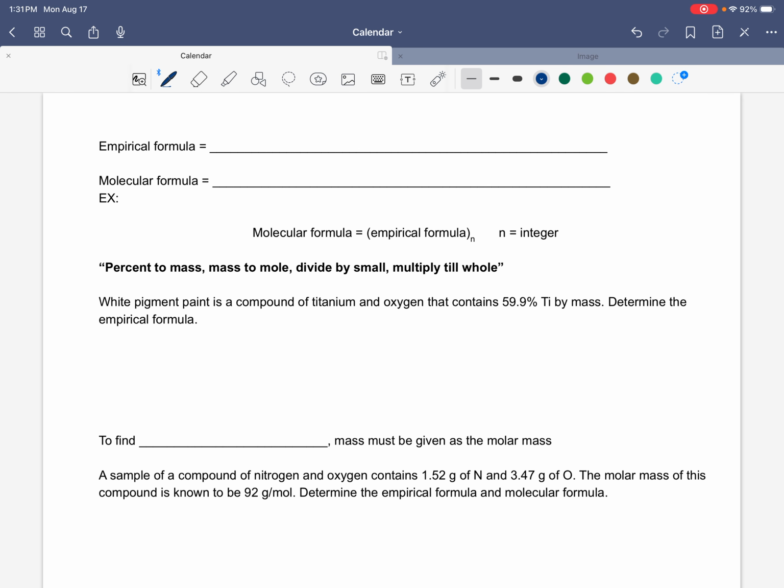When we're looking at formulas, we actually have 2 separate formulas that we can distinguish for different compounds. We have the empirical formula, which is the lowest ratio of the elements in a molecule.